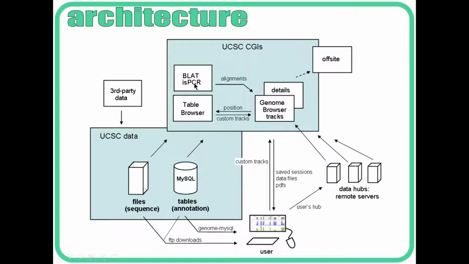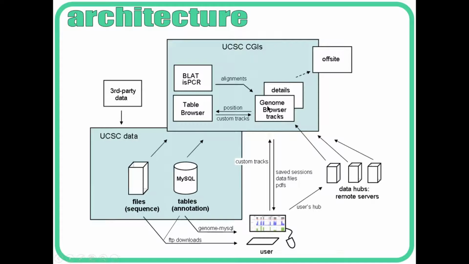Other features of the CGIs do other things. We do alignment with the program BLAT and ISPCR, which I mentioned on an earlier slide. The table browser gives you direct access to the table, and then all of the data wind up back on your screen via the CGIs.